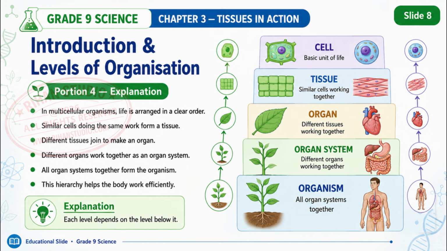Explanation. In multicellular organisms, life is organized in levels, each built from the one below: cells, tissue, organs, organ systems, organism. Similar cells doing the same job join to form a tissue. Different tissues form an organ. Organs form an organ system, and systems together make the whole organism. A useful picture: cells are bricks, tissues are walls, organs are rooms, systems are floors, and the organism is the full building.